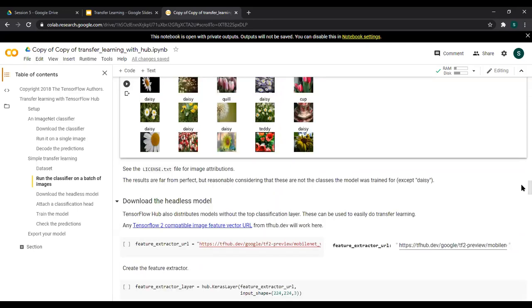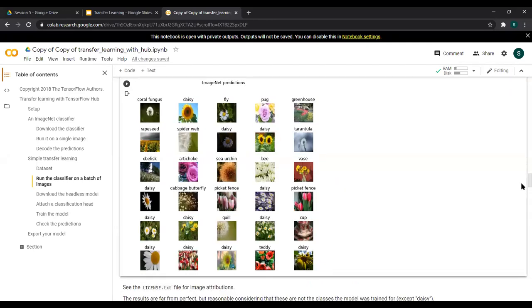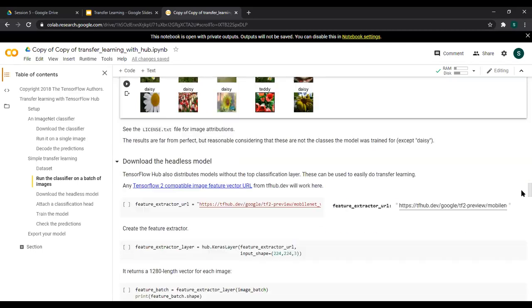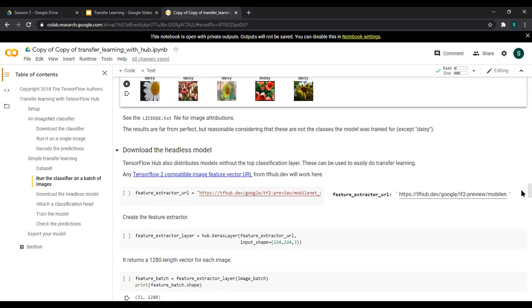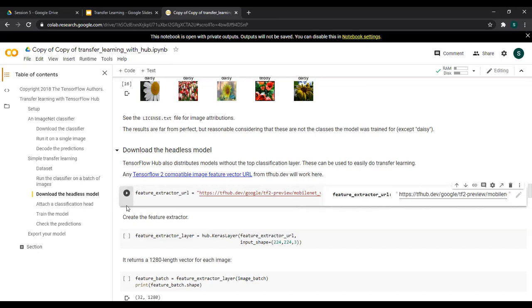But we're going to be downloading a model now in the next step, a headless model without a classifier head. And then we're going to be training this model in the next couple of steps in order for the model to predict these images correctly. So we're going to be downloading a feature extractor, which is just extracting some features and eliminating others in order to create new features that are much more effective, efficient, and useful.